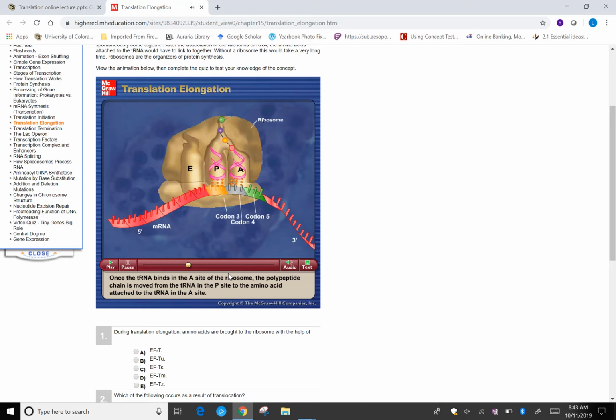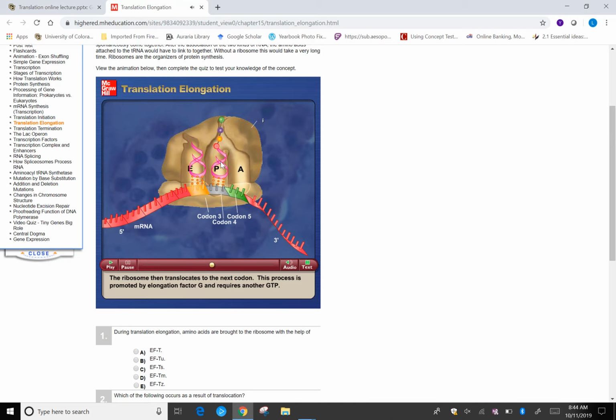Peptidyl transferase, a protein RNA complex present in the 50S ribosomal subunit, catalyzes the formation of this new peptide bond between the amino acids. The ribosome then translocates to the next codon. This process is promoted by elongation factor G and requires another GTP. This places the empty tRNA molecule in the E site of the ribosome and moves the tRNA containing the growing polypeptide chain in the P site. The next codon in the mRNA chain is positioned in the A site. The uncharged or empty tRNA in the E site then leaves the ribosome and a cycle of chain elongation is completed. Through subsequent cycles of chain elongation, the polypeptide chain continues to elongate one amino acid at a time.